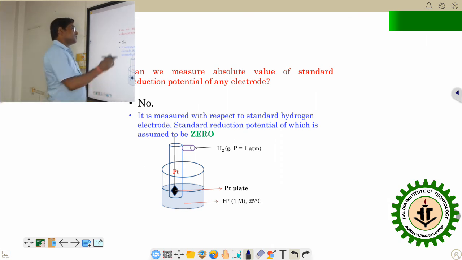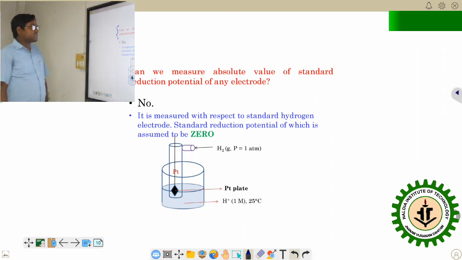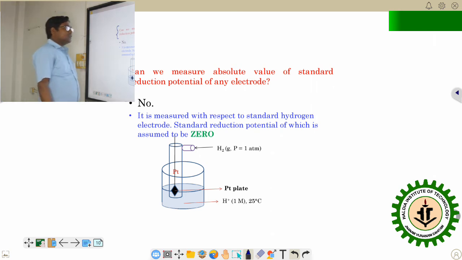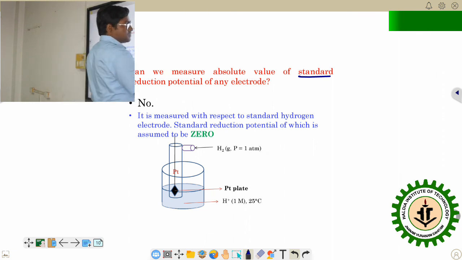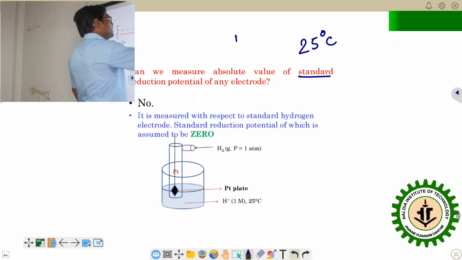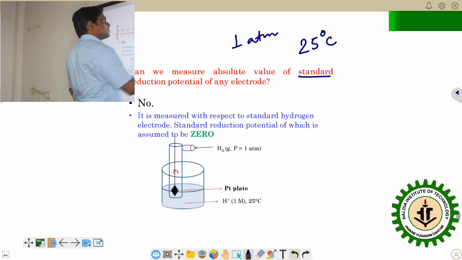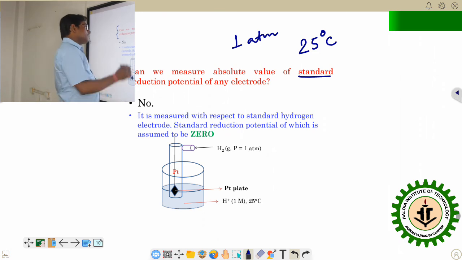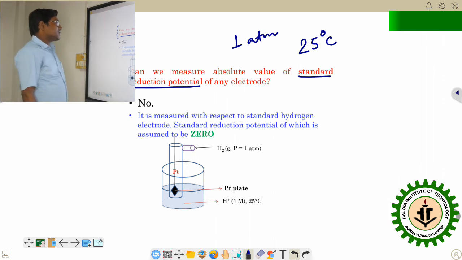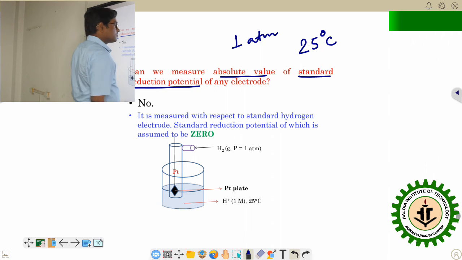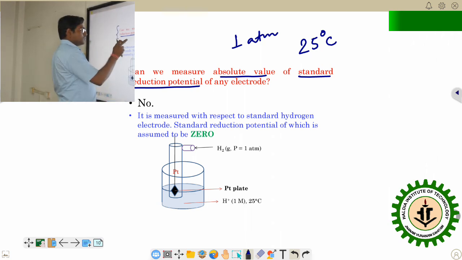Before we discuss it, we have the query: can we measure the absolute value of standard reduction potential? We have used one term here, standard. Standard means the substance is in a standard state. By standard state, we usually choose 25 degrees centigrade as temperature and 1 atmosphere as pressure. In that condition, the reduction potential, whatever its value, is called the standard reduction potential. Can we measure the absolute value of it? The answer is no. You can't measure it.